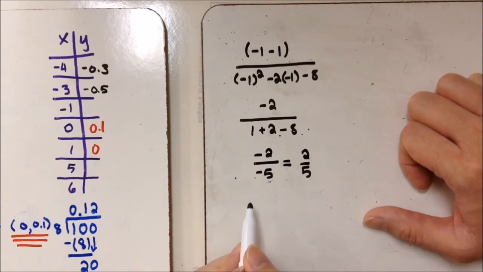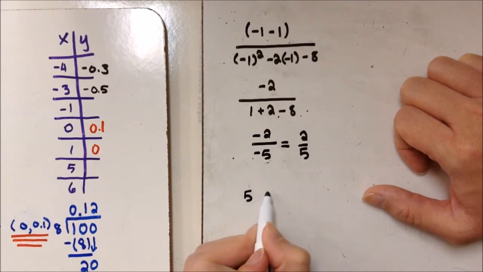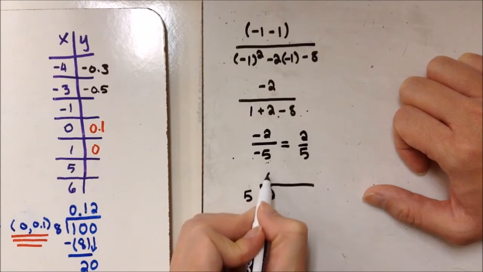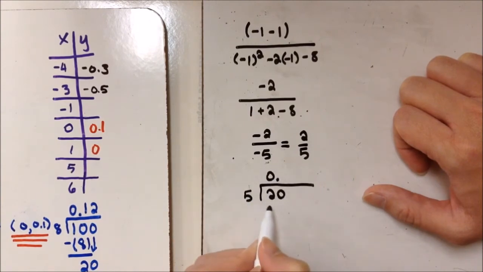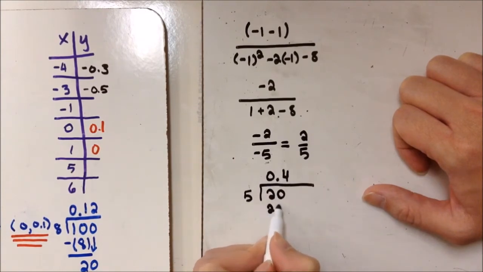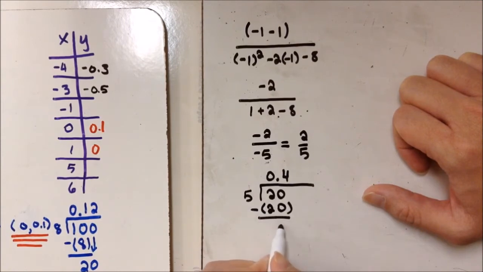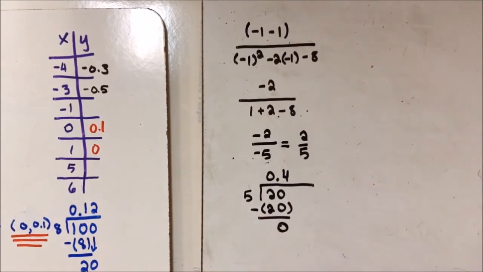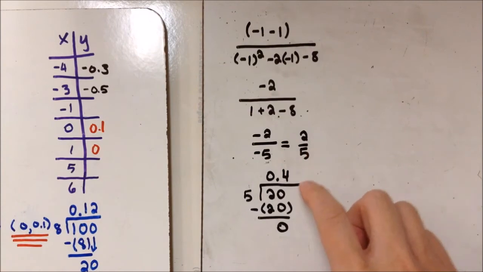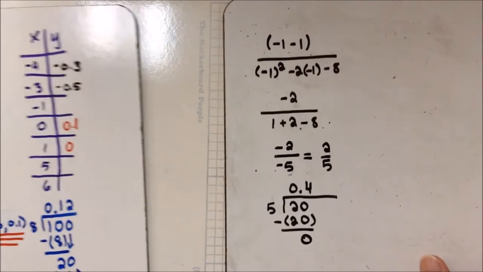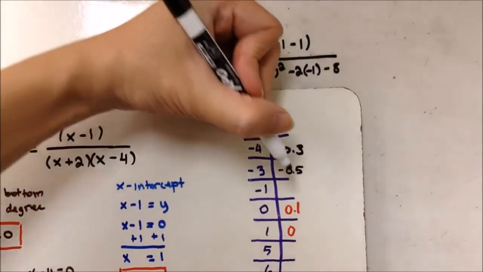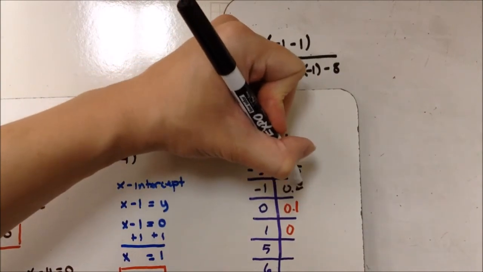And then if we were to divide again, 5 goes on the outside, 2 goes on the inside. 5 doesn't go into 2, so 0, and then decimal, and then I add a 0 next to the 2. Now that's a 20, so 5 does go into 20 4 times. Remainder 0. So 0.4. Now it's positive, so that's positive. So 2/5 is 0.4. So I'm going to write here 0.4.